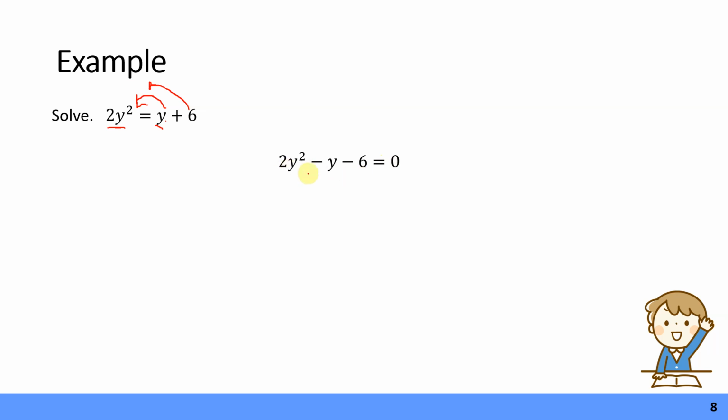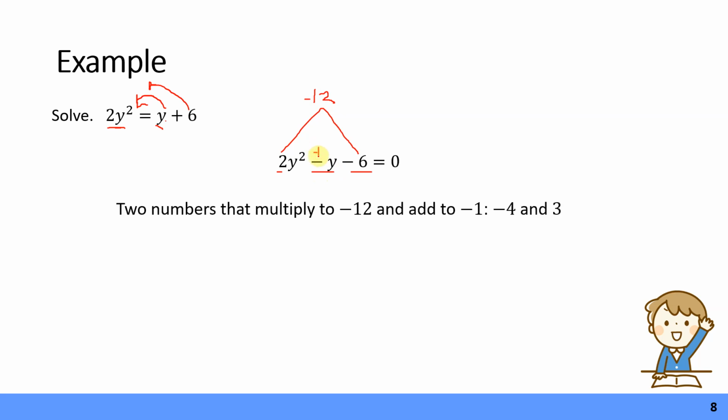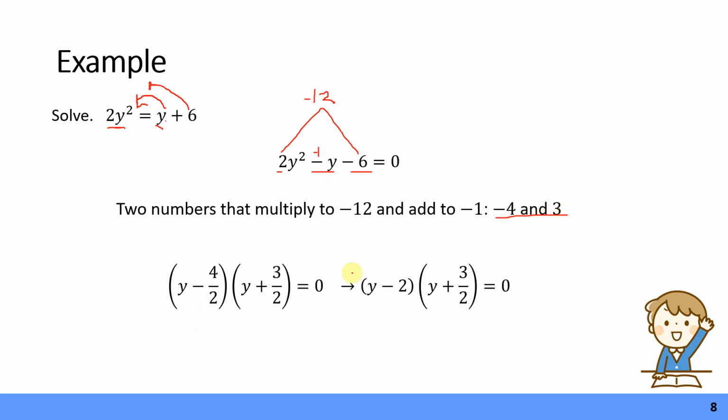Now we're going to try to factor this out. Just like before, we already know how to do this. To factor trinomials, I find two numbers that multiply to 2 times negative 6, which is negative 12. What are two numbers that multiply to negative 12 and add to the number in the middle, negative 1? That's negative 4 and 3. So I put those numbers in here, and you're like, oh my goodness, what is that? Don't worry, you already know what to do.